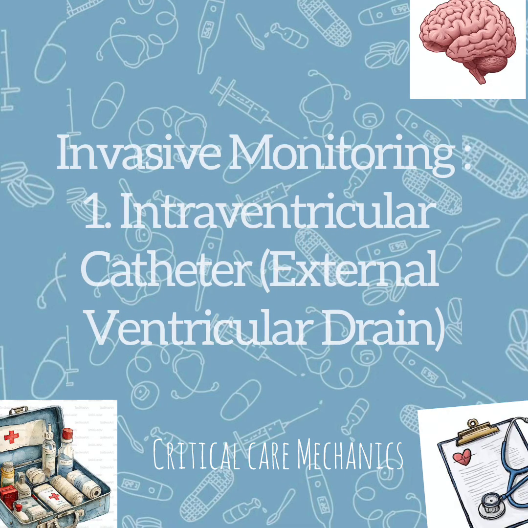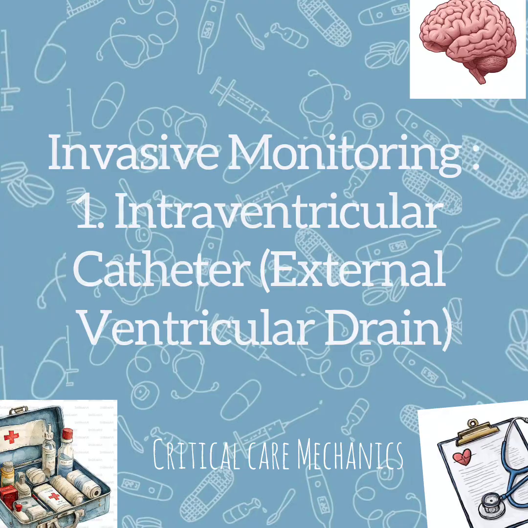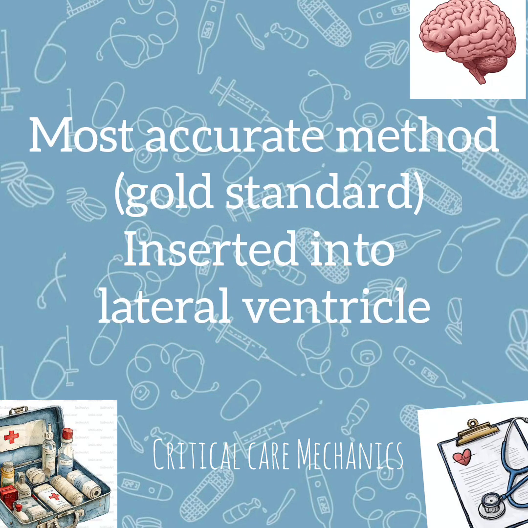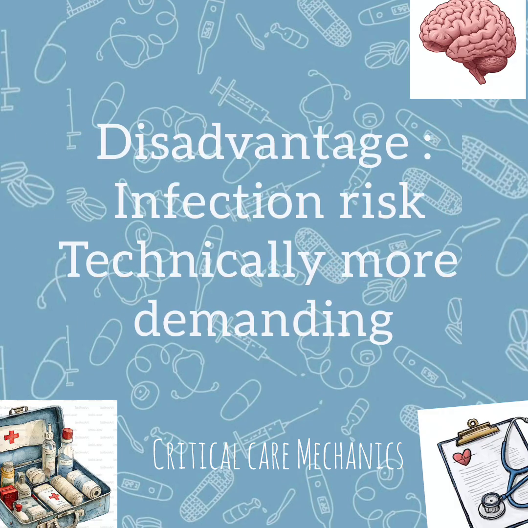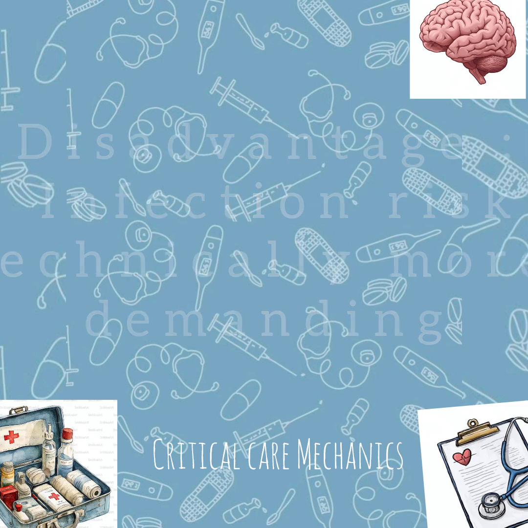Methods of ICP monitoring. Invasive monitoring, the gold standard. 1. Intraventricular catheter, external ventricular drain (EVD). Most accurate method, the gold standard. Inserted into the lateral ventricle. Advantages: it measures ICP and allows therapeutic CSF drainage. Disadvantages: increased infection risk, technically more demanding.